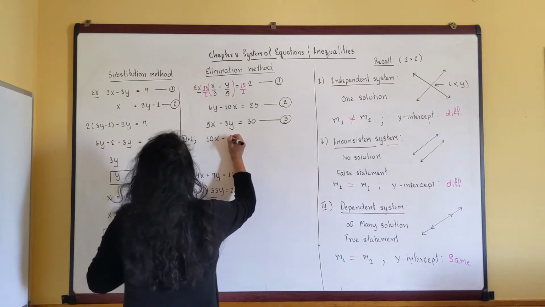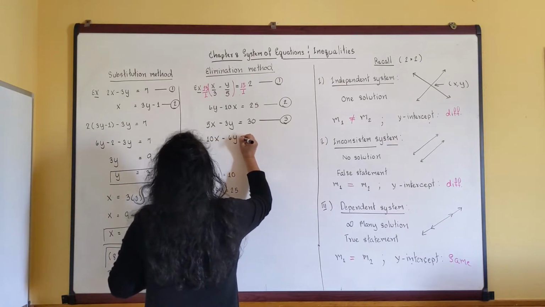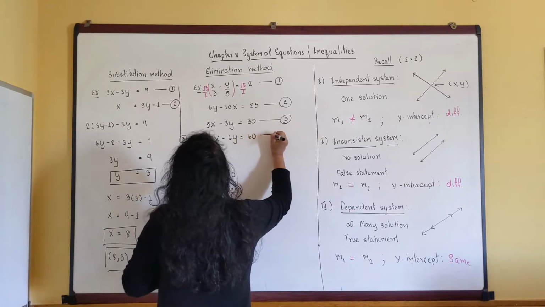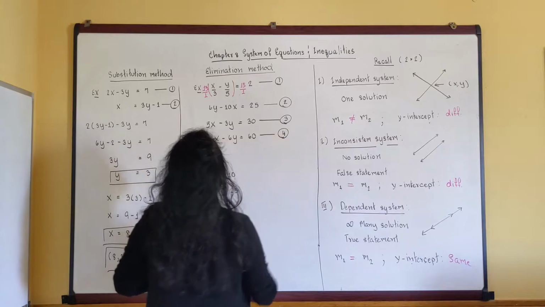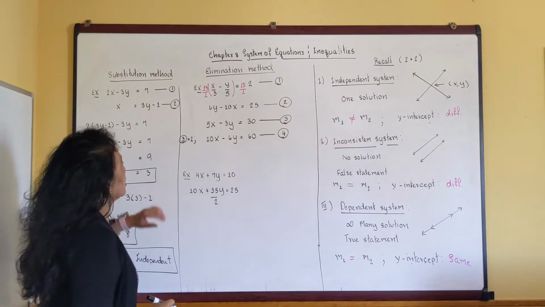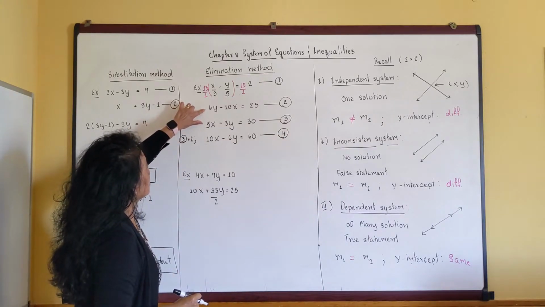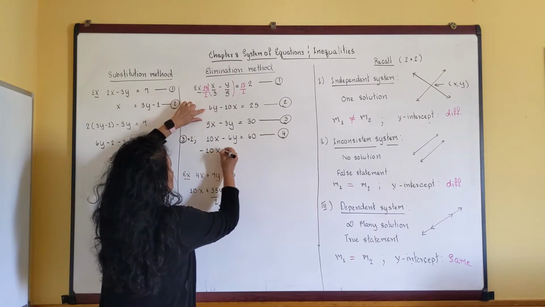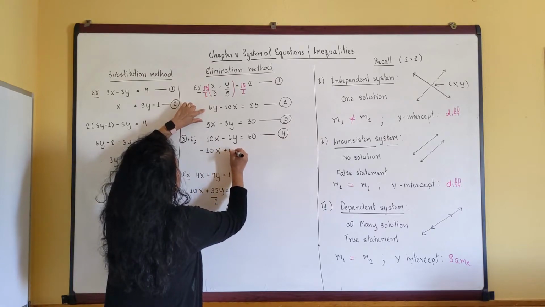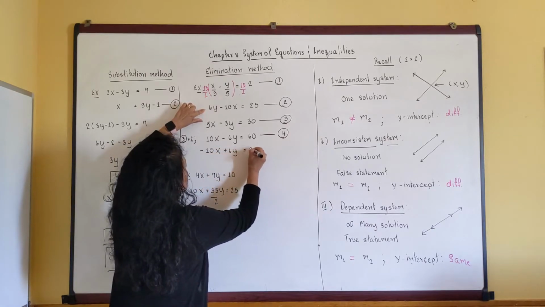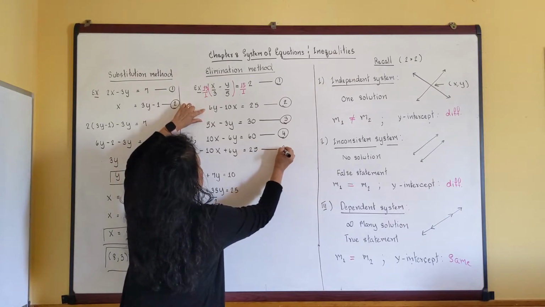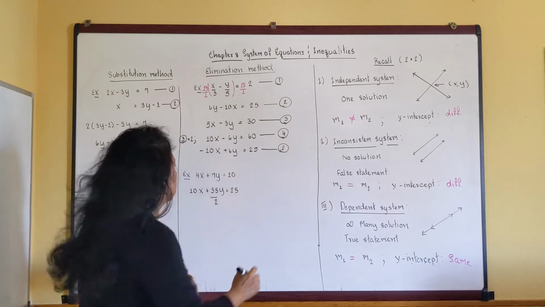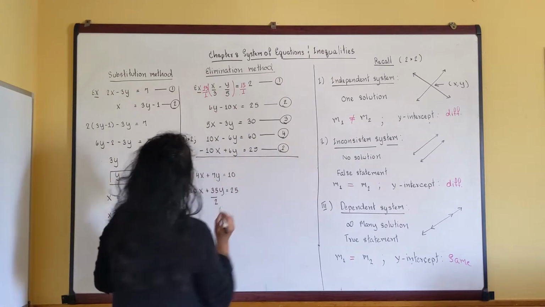minus 6y equal to 60. That's equation number 4. See equation number 2, I'm going to rewrite it this way. Negative 10x plus 6y equal 25. That's equation number 2. I want to line up the x, line up the y, line up the constant. It's just easier for me.